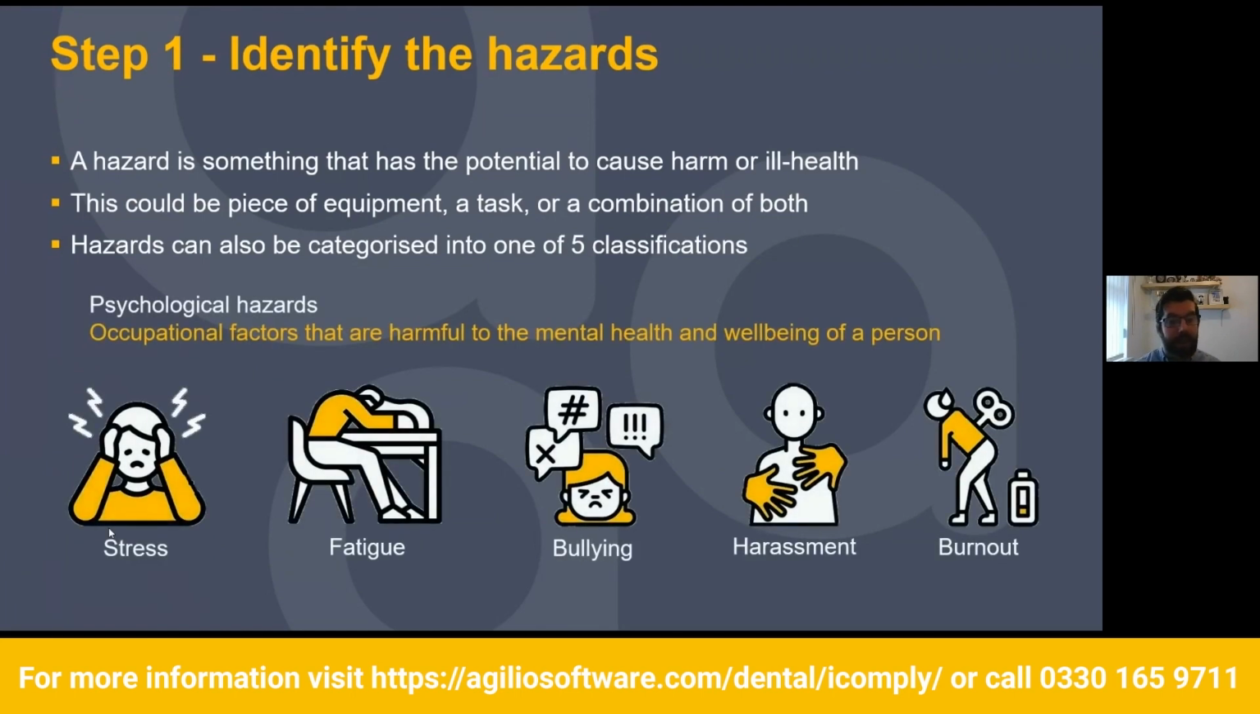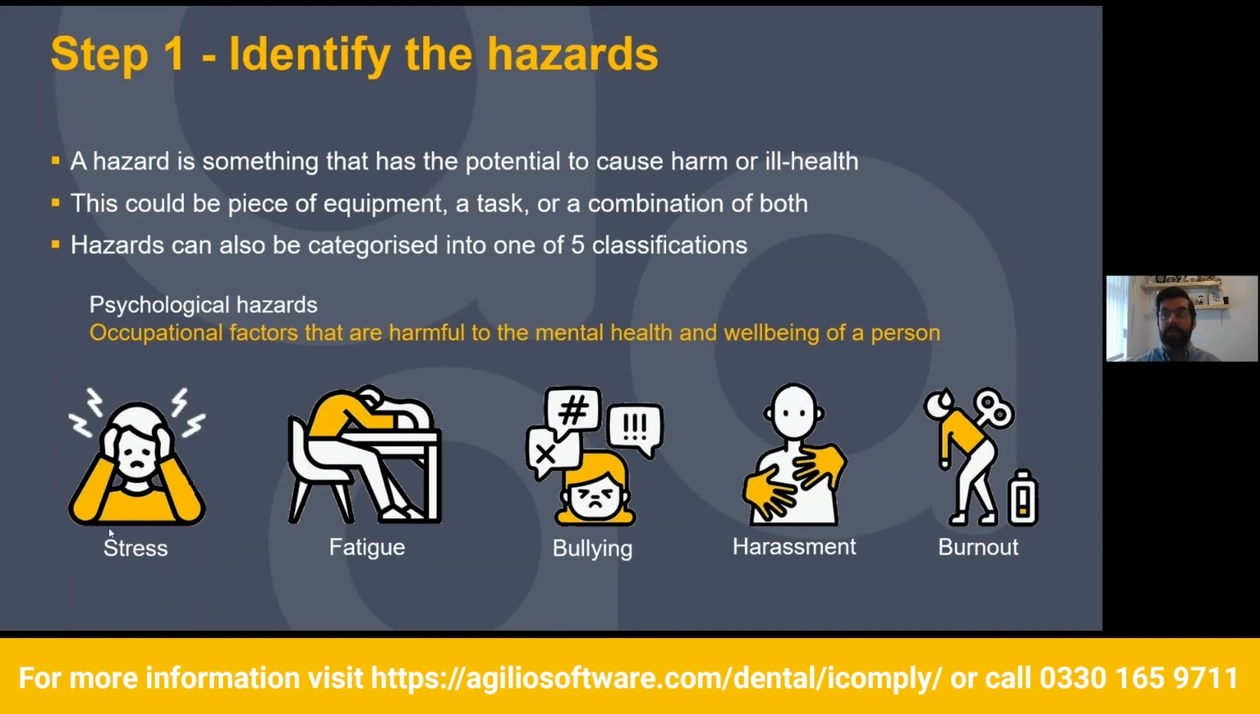And then lastly, we have psychological hazards. These are occupational factors that are harmful to the mental health and well-being of the person. So stress, fatigue, bullying, harassment, burnout, all these psychological hazards that could affect a person's morale, affect a person's ability to work to the best of their ability, and also depression and anxiety, it can all lead to those sort of health factors as well. So these are all the different types of hazards.